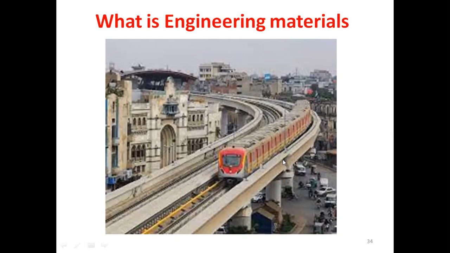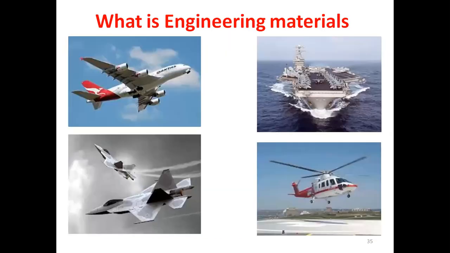And you are also seeing the beams. These are concrete beams. Again, they are reinforced concrete beams. You also see the track, which is made of mild steel. A number of materials are used to make the bogies of this train, and most of the material used is mild steel, plastic, etc.